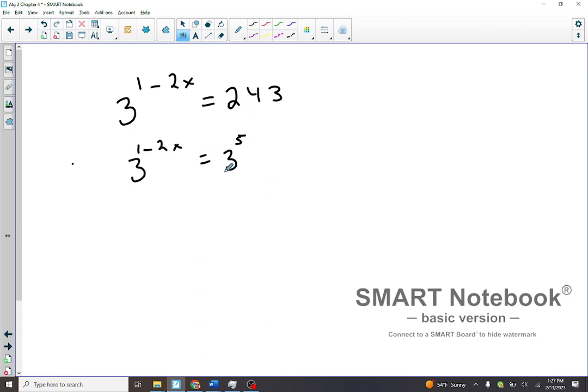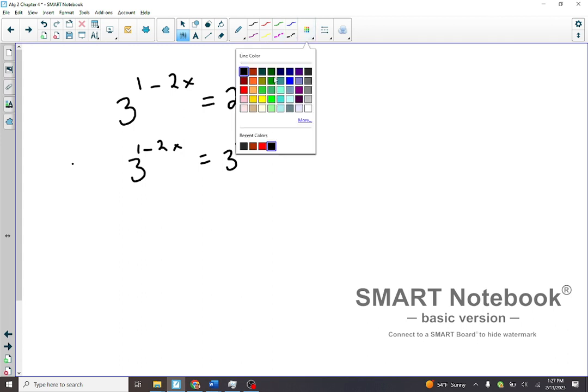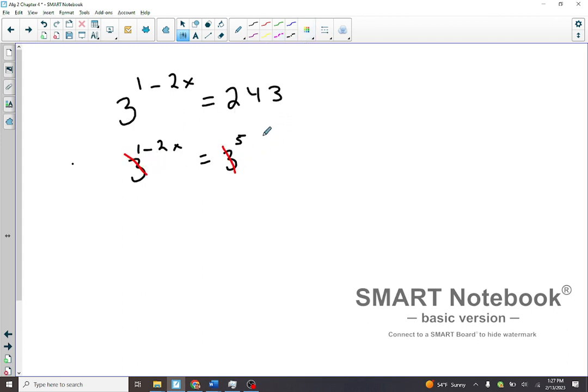So if they're equal, it's totally allowed to swap. Because the base 3's match each other, what that allows me to do is cross out the base 3's on both sides, which means all I have left is an algebra 1 equation. 1 minus 2x equals 5. A little bit of algebra. x equals negative 2.